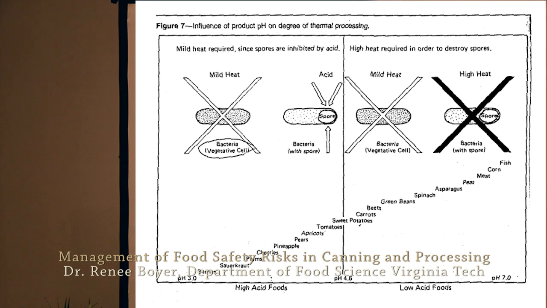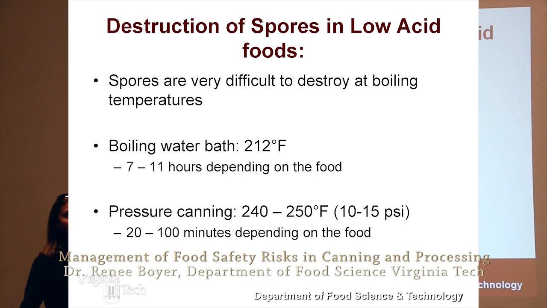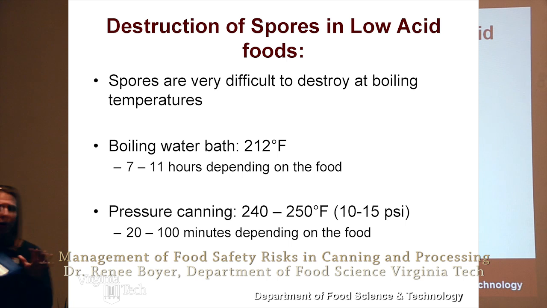So spores are very difficult to destroy at boiling temperatures. Now you can destroy a spore at boiling temperatures, but you have to put that in the boiling water bath for 7 to 12 hours, or 7 to 11 hours, right? So that's not realistic. So you can put it in a pressure canner with a temperature of 240 to 250, and you can kill that in 20 to 100 minutes, depending on the product that you're trying to can. But it gives you that process a whole lot quicker. So it's just a factor of the amount of time that spore has to be subjected to that temperature.